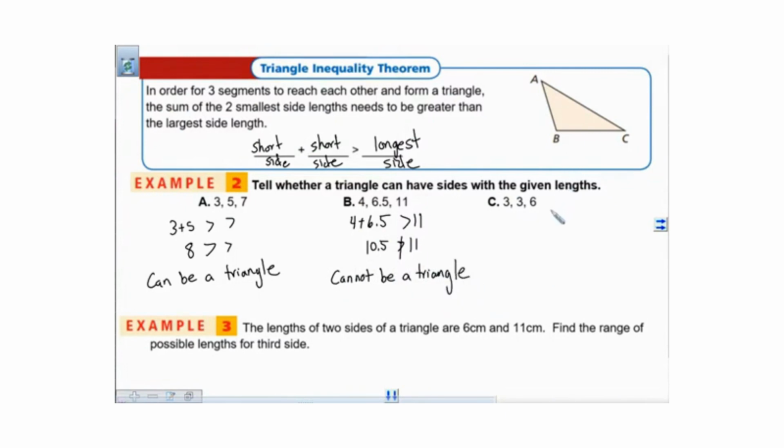And then on our next one, our two smallest numbers are 3 and 3, so we're going to add those together and see if it's greater than 6, and 3 plus 3 is 6. 6 is not greater than 6, so again, this cannot be a triangle.